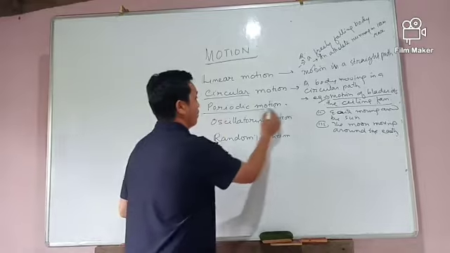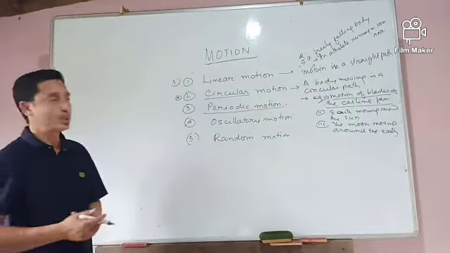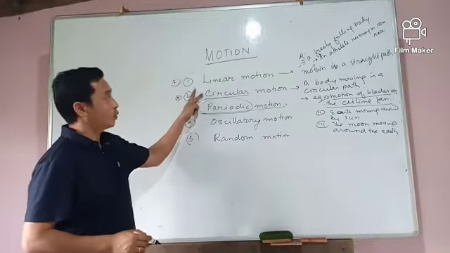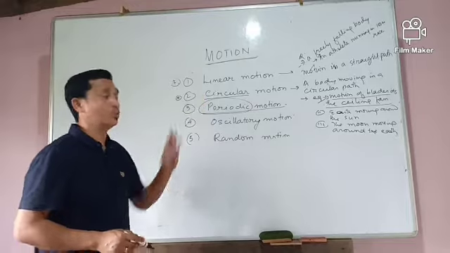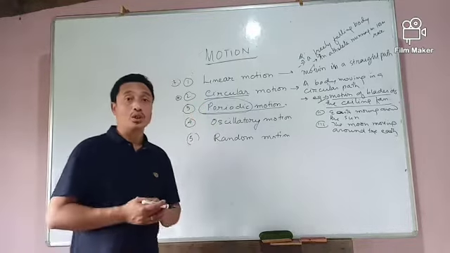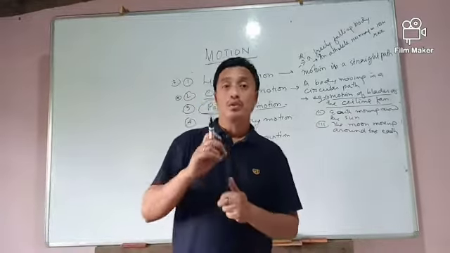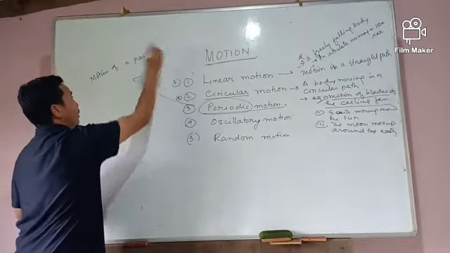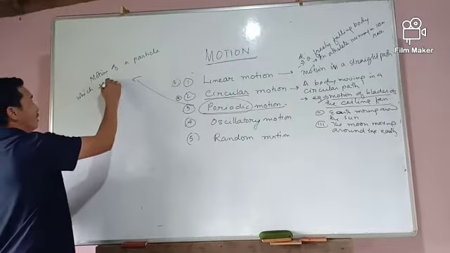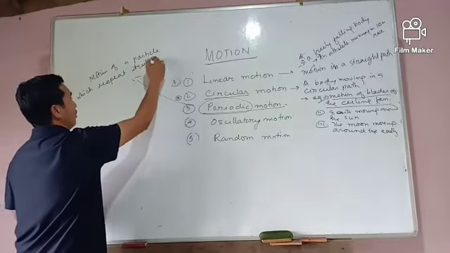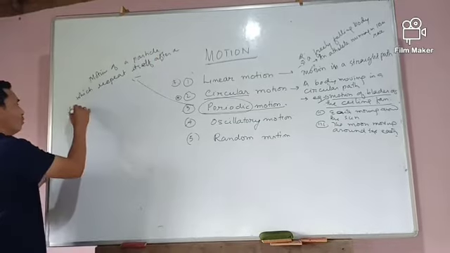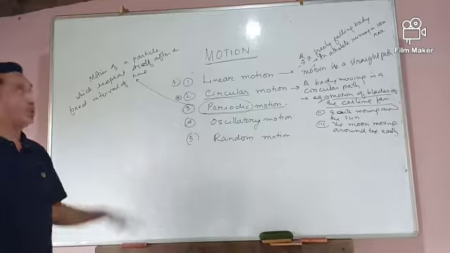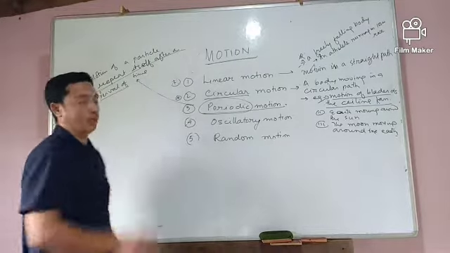Now comes the third type of motion, which is called periodic motion. Periodic motion must also have a certain rule of its motion. Periodic motion refers to the motion of a particle or a body which repeats itself after a fixed interval of time. So that means this is a rule which repeats itself after a fixed interval of time.